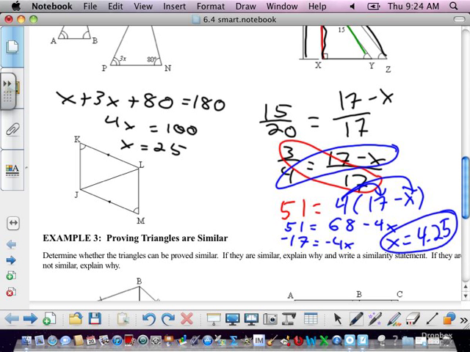How do we feel about this? The one with the sides is harder. It's true. Okay. I'm going to move on to example 3.